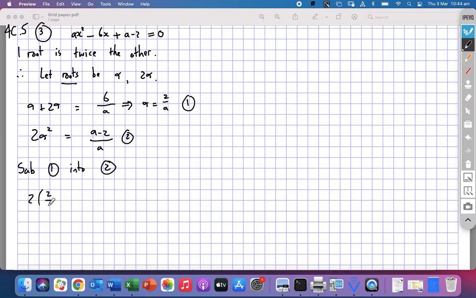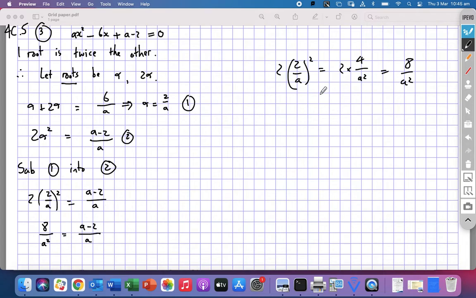So it'll be 2 on A squared. Alpha is now 2 on A, and that equals A minus 2 divided by A. Now if you square all this, I don't have a lot of room, but I'll do it over here. You'll get 4 on A squared. You're then going to times that by 2, so you get 8 on A squared. So this will simplify to 8 on A squared equals A minus 2 on A.